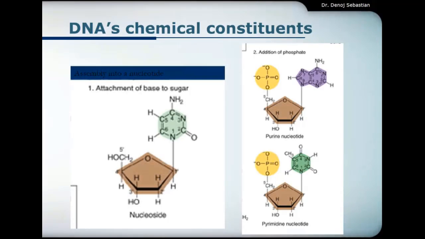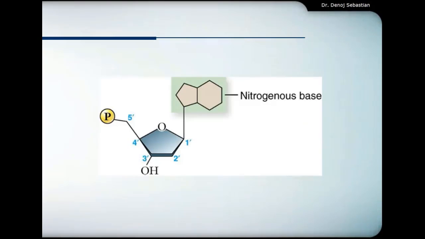So that bond, that is the sugar phosphate, phosphodiester bond, is formed between these two nucleotides to form the phosphodiester backbone of the DNA. So here we have the nucleotide, that is nucleoside plus phosphate, which is represented there.